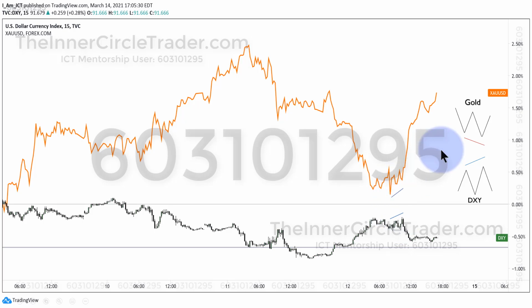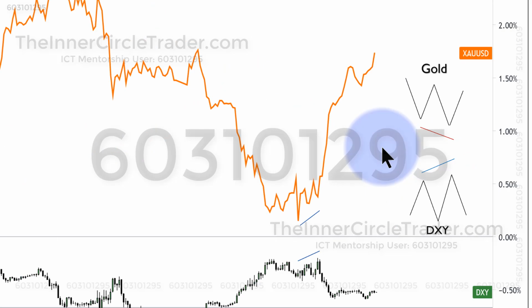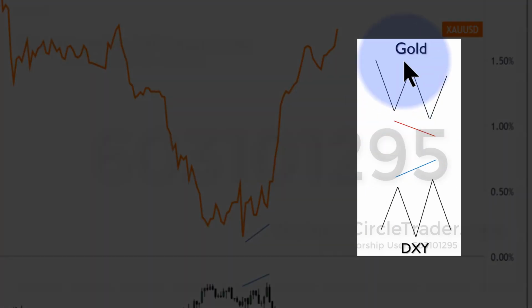So graphically, what does it look like? This is what I'm trying to illustrate to you. If gold makes a lower low like that, that should be seen with a higher high in dollar. Now, if we reverse this, and this is dollar and this is gold, the same would be true. This market going higher, if it was gold, should be seen with a lower low in dollar and vice versa. This is a symmetrical market.